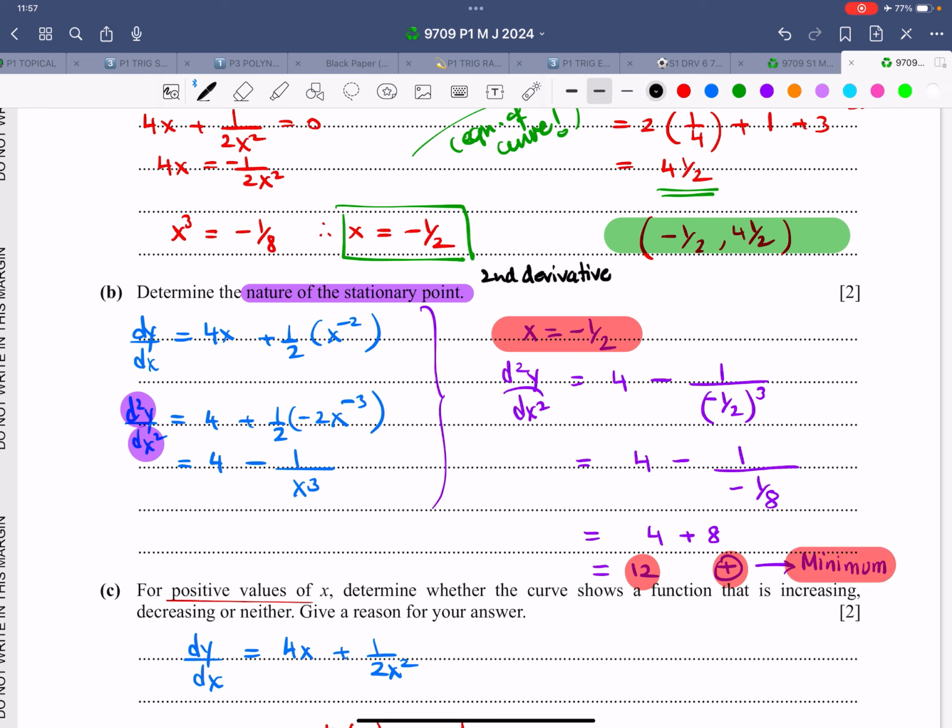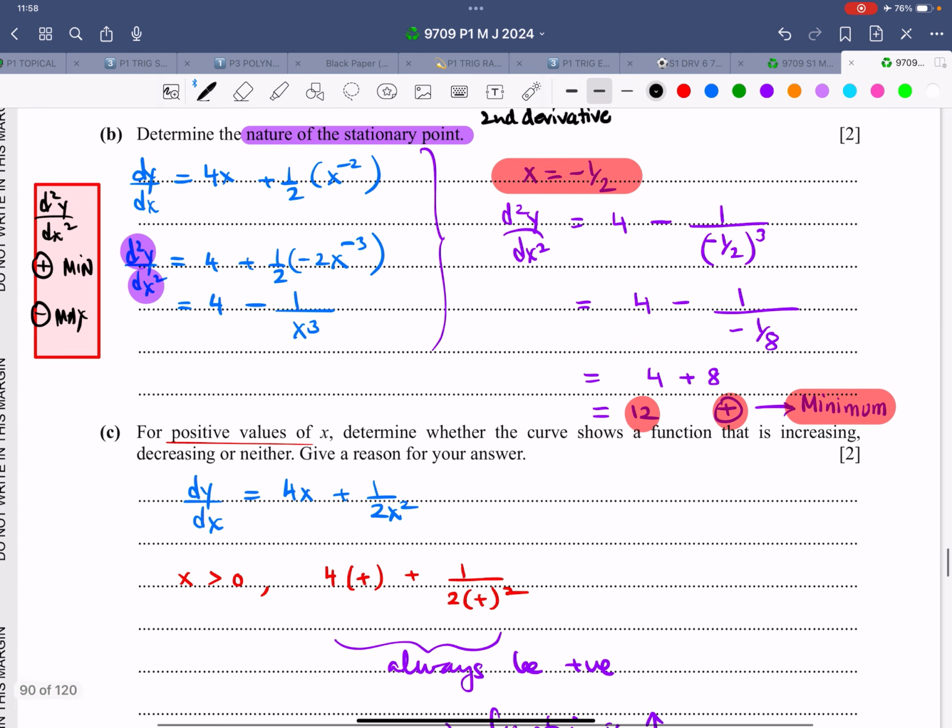Now let me just remind you, let me draw a small box somewhere over here. I think this thing is good. So now over here in this thin box, if the second derivative d square y over dx square is positive, that means it's a min. If it's negative, it means a max. That is the second derivative test.